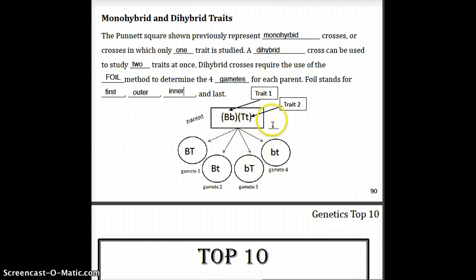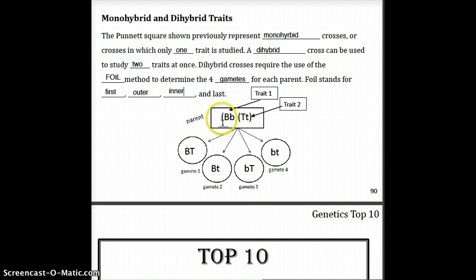So they did this really, really nice thing where they took big B, big T, and little t. Now, if we take the first in the B's, it would be big B. And if we took the first in the T's, it would be big T. So we would draw this out, and it would be big B, big T for the first gamete.